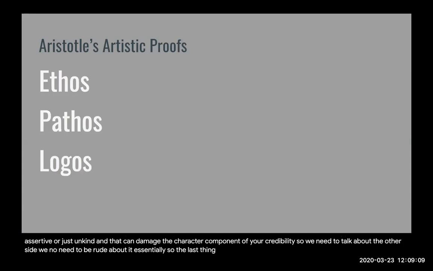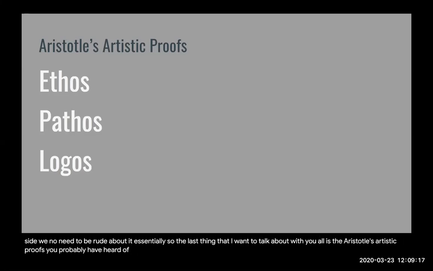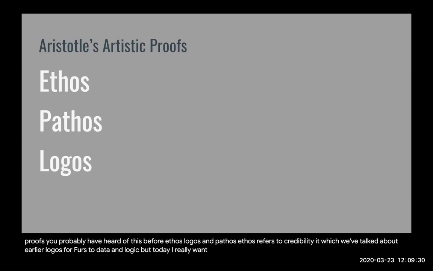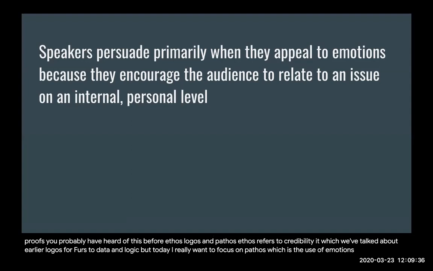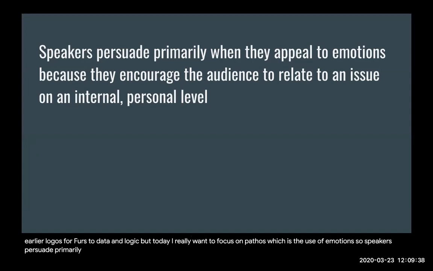So the last thing that I want to talk about with you all is Aristotle's artistic proofs. You probably have heard of this before: ethos, logos, and pathos. Ethos refers to credibility, which we've talked about earlier. Logos refers to data and logic, but today I really want to focus on pathos, which is the use of emotions. So speakers persuade primarily when they appeal to emotions, because they encourage the audience to relate to an issue on an internal, personal level.